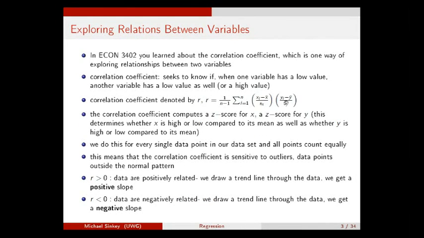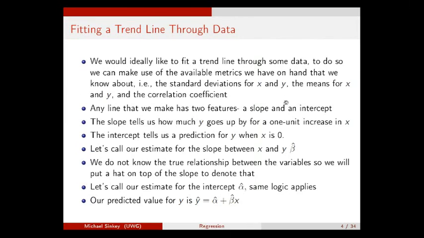And so the correlation coefficient, that's something that you should have learned in Econ 3402. We spent time calculating it. We're not going to do it again here. But the correlation coefficient is really important in that it determines wholly the slope of the trend line. So it is going to tell us whether the line is going up and the line is going down.